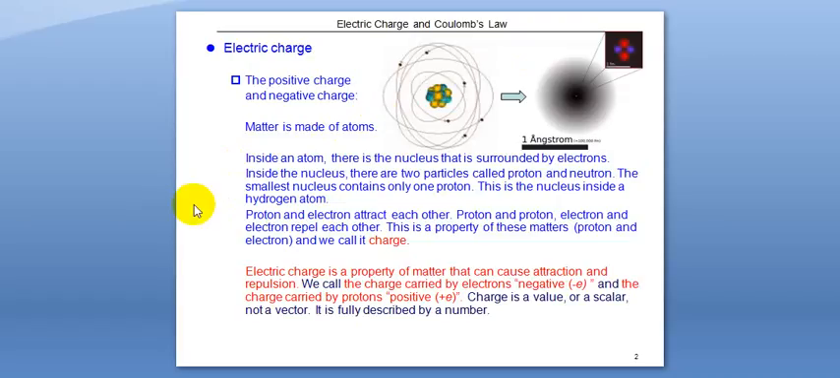Electric charge is a property of matter that can cause attraction and repulsion. We call the charge carried by electrons negative, shown as -e, and the charge carried by a proton is positive, +e. Charge is a scalar, not a vector. It is fully described by a number.